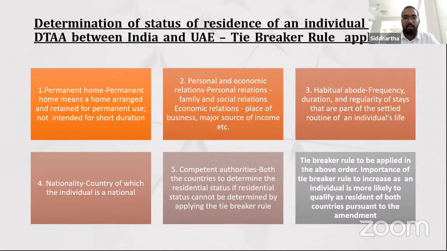We can't go directly to the 5th point and say as per the 5th point, I am becoming a resident of India or I am becoming a resident of UAE, so that as per Tiebreaker, I am a resident of that particular country. No, you have to go series-wise, one after another. If one doesn't satisfy, you have to go to another. If you are determined by one point, you will stop there. You don't have to go further.